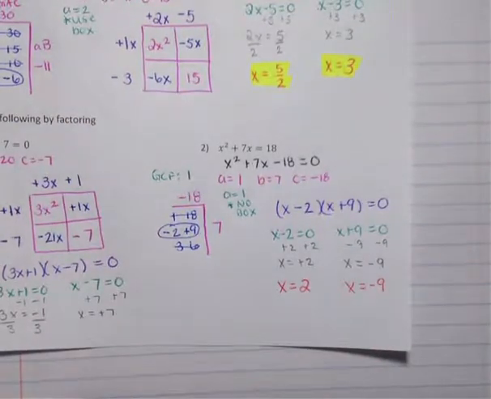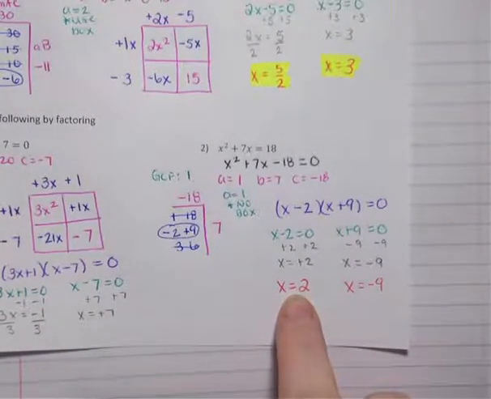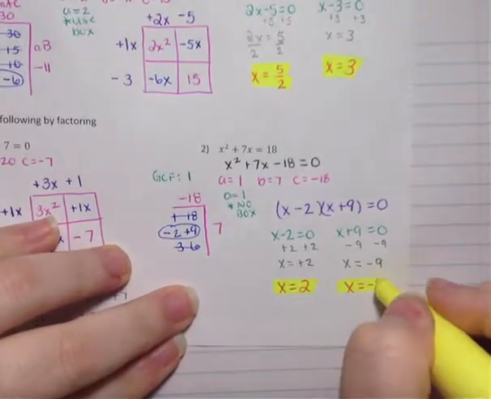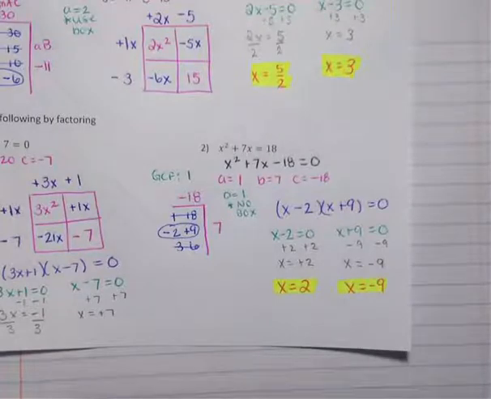So again, we just found the x-intercepts. So our parabola would cross at the x value of 2 and the x value of negative 9. So if we were to say these as x-intercepts, this would be (2, 0) and (negative 9, 0). These are our roots, our solutions, our zeros, our x-intercepts. We have just solved for this quadratic by factoring.